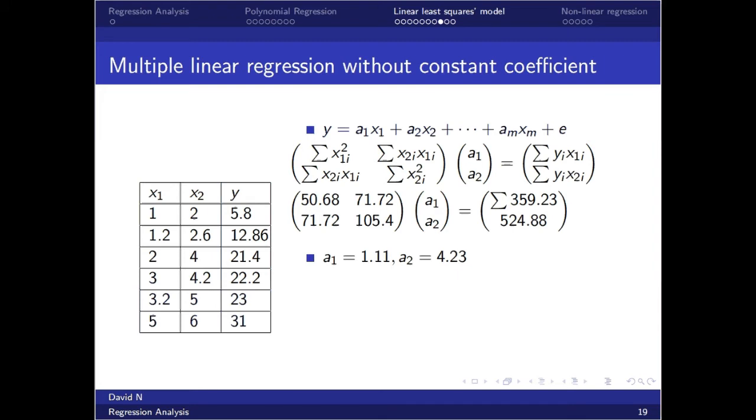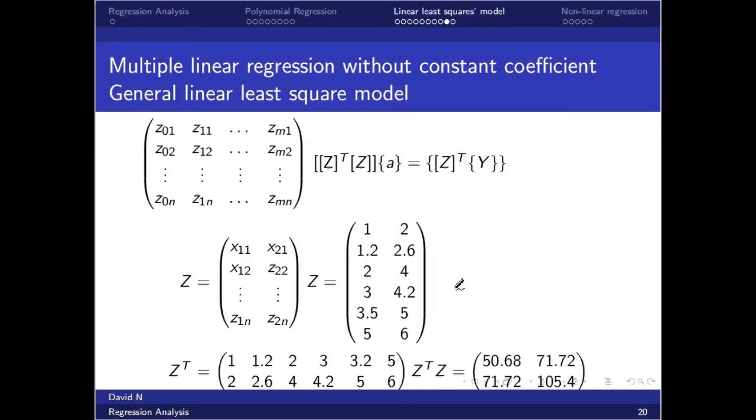Now let us consider the multiple linear regression without a constant coefficient. Earlier we considered multiple linear regression with a constant coefficient. Now we are considering an example without a model coefficient. Here the independent variables are x1 and x2 and the dependent variable is y. Using multiple linear regression which we considered earlier, we have the normal equations written in this particular matrix form whose elements, summation of x1 square, summation of x2 square, summation of x1 x2, and summation of yx1, summation of yx2 can be deduced from our experimental data set that is given to us, from which we find a1 and a2 to be equal to 1.11 and 4.23 respectively.